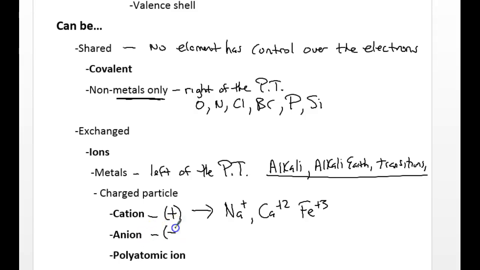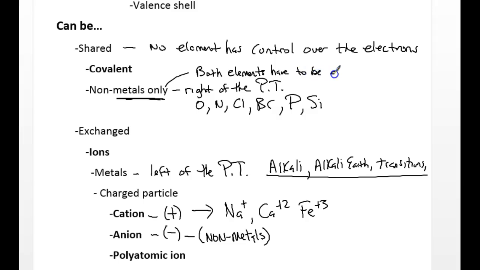An anion is negatively charged, and these are going to be, for the most part, non-metals. You might say, now wait a minute, you just said non-metals form covalent bonds, but that's only when they're both non-metals. So both elements have to be a non-metal. But if you have one that's a metal and one that's a non-metal, then you're going to have opposite charges.